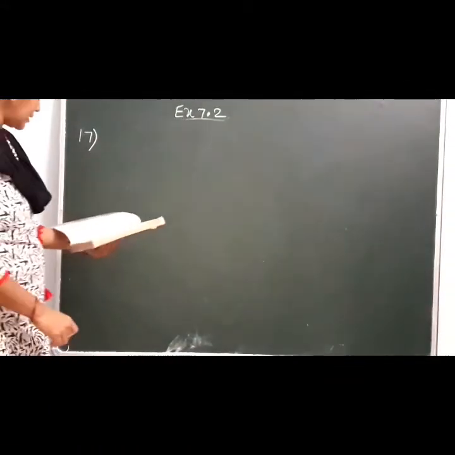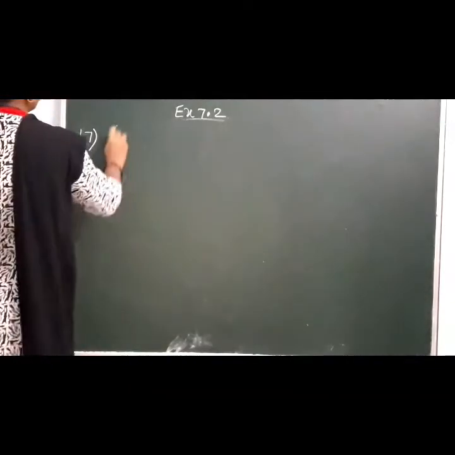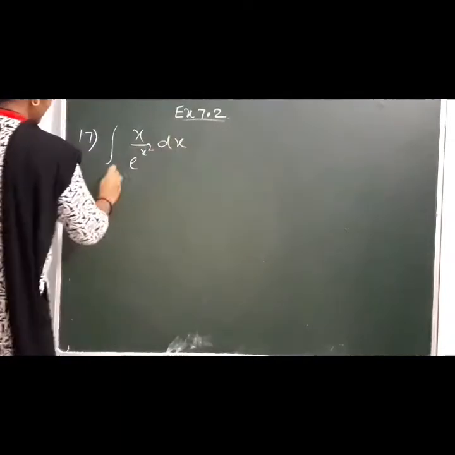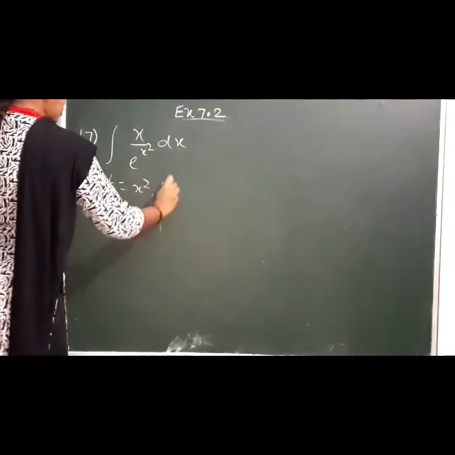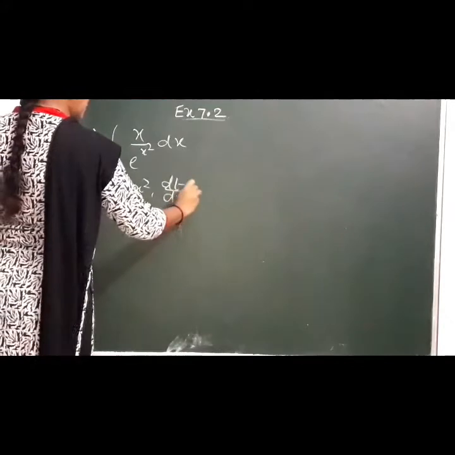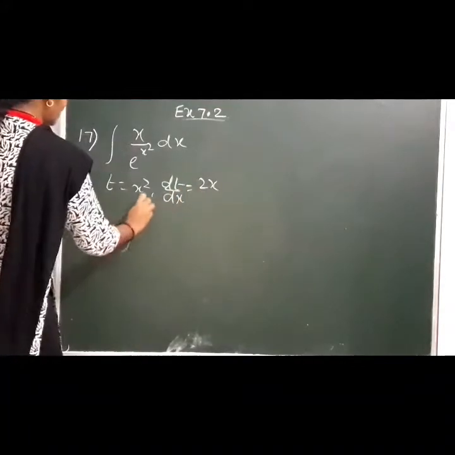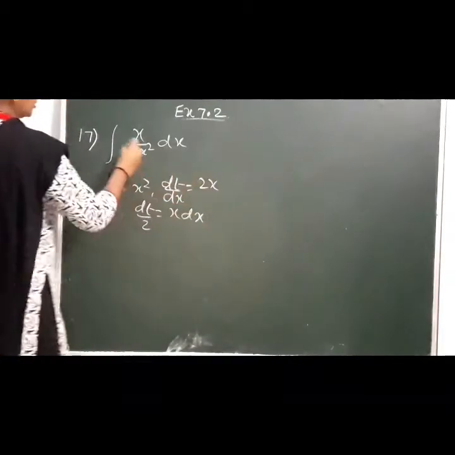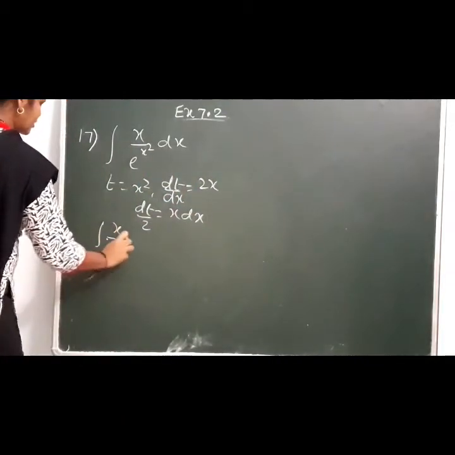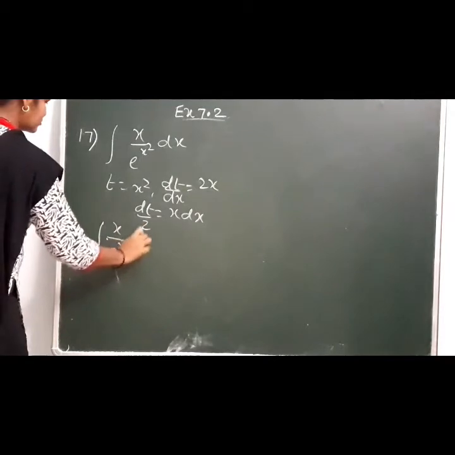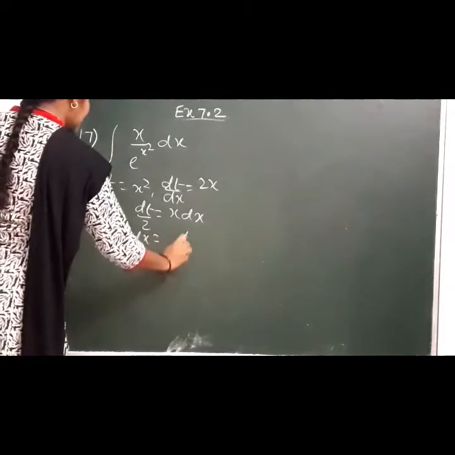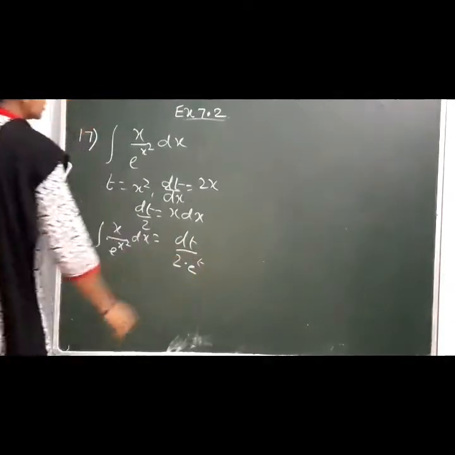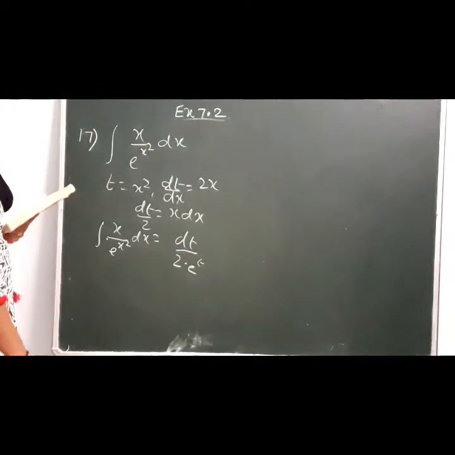So question number 17, what is given here? x upon e to the power of x square, dx. Let us put t is equal to x square. So dt upon dx is equal to 2x. So dt by 2 is equal to x dx. So cross multiplying here, the function becomes x dx, that is dt by 2, into e to the power of x square, that is t. Clear? So now what else will you get there?